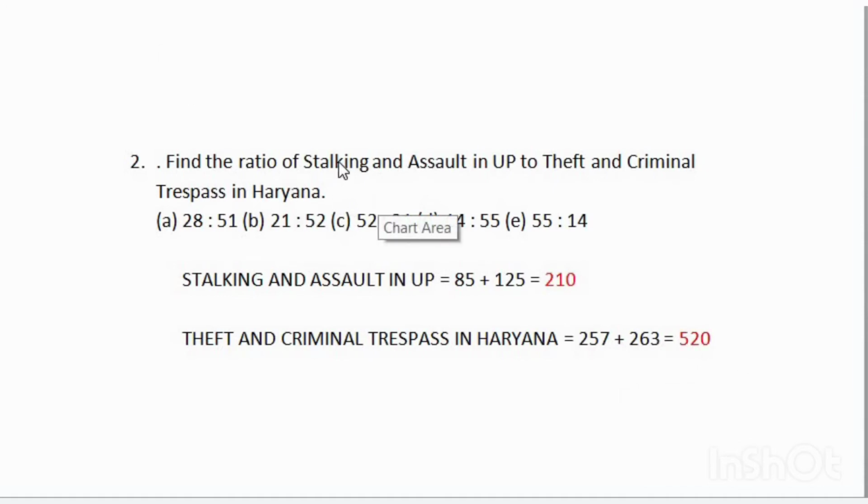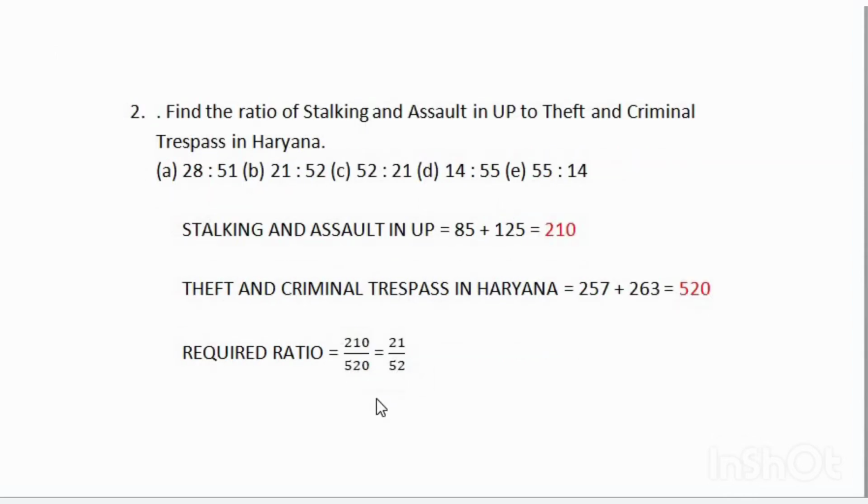Now the question is to find the ratio between them. That is the ratio of stalking and assault in Uttar Pradesh to theft and criminal trespass in Haryana. So 210 is to 520, or 210 divided by 520 is the answer. Here the 0s get cancelled. So we will get 21 by 52, right? And the option is B. So option B is the answer.